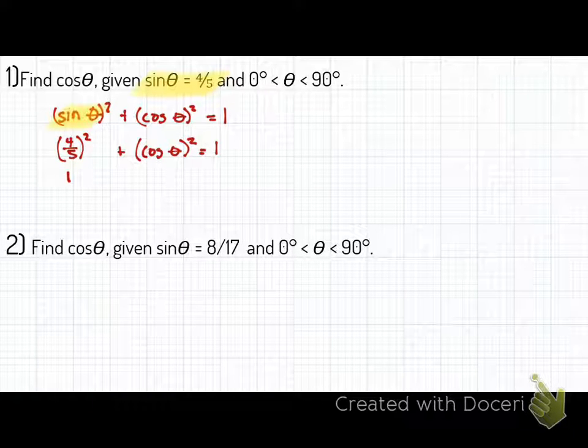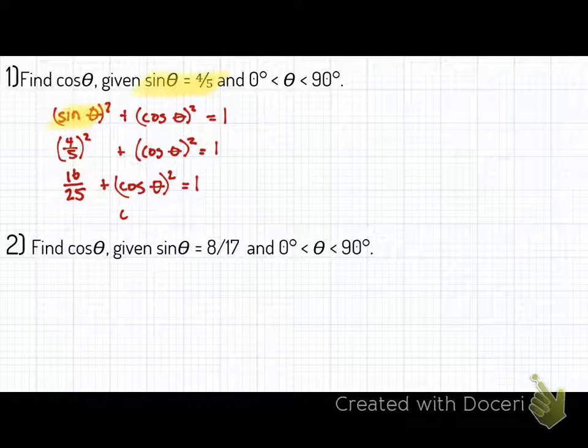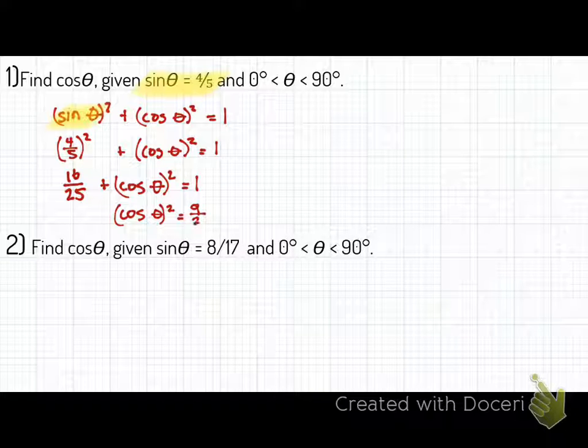So what's 4/5 squared? What's 4 squared? 16. 5 squared? 25. Plus cosine of theta squared, right? And we want to get the cosine of theta squared by itself. So I'm going to subtract 16/25 on both sides. So we got cosine of theta squared. And 1 minus the fraction of 16 over 25 is actually 9 over 25, right? Does that make sense?